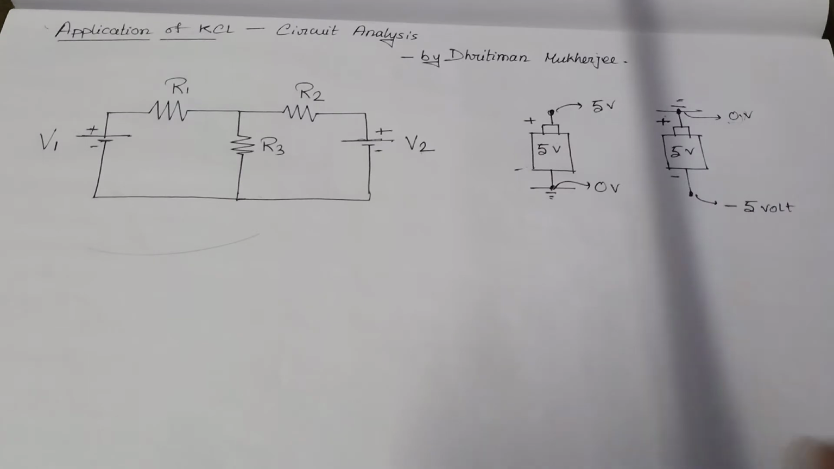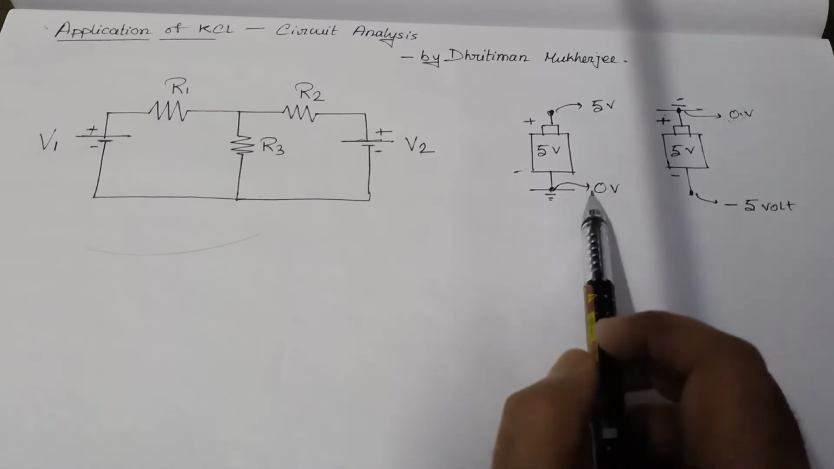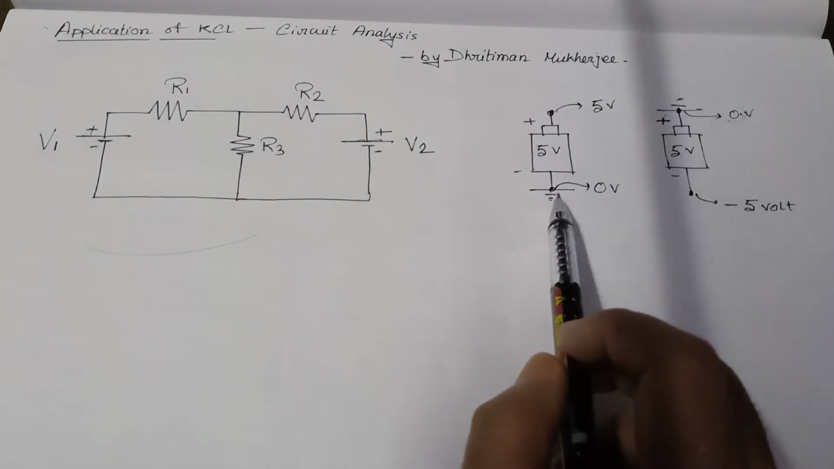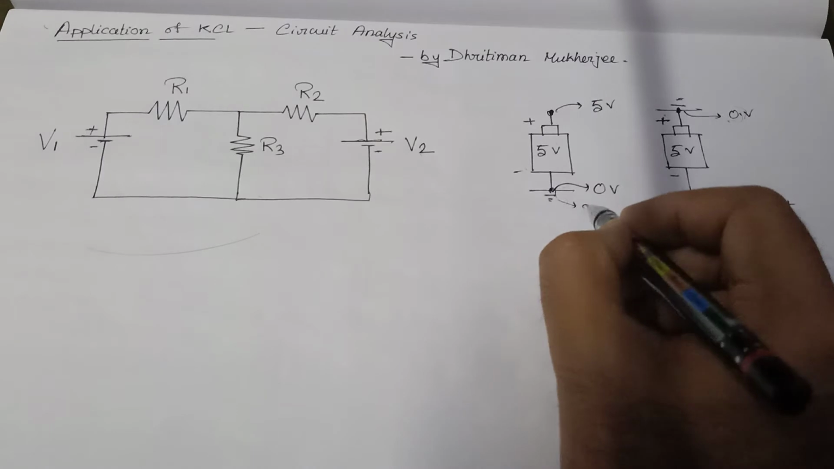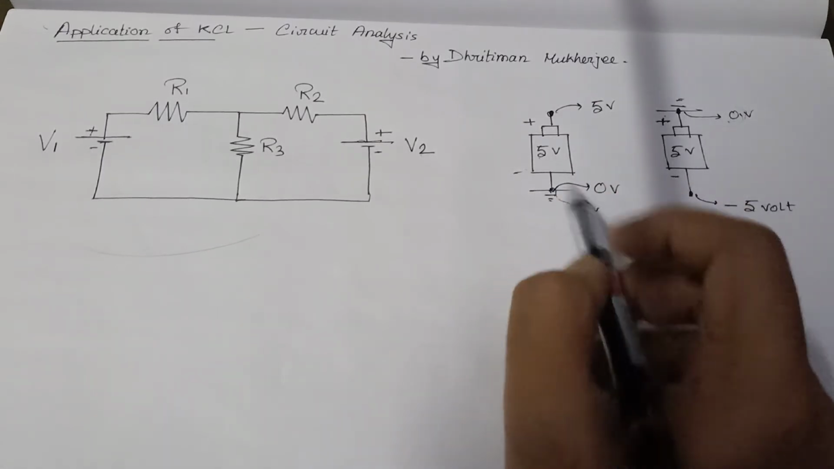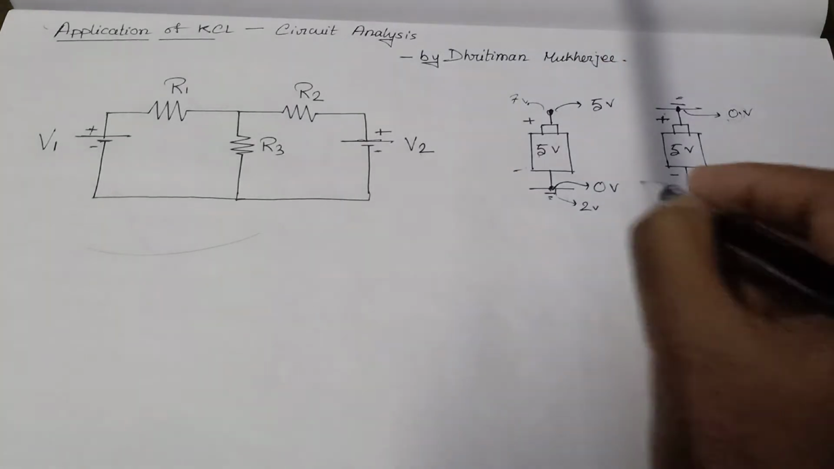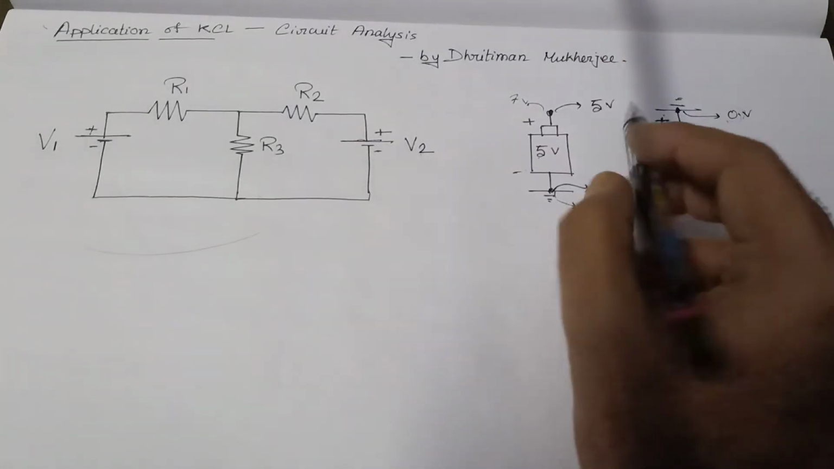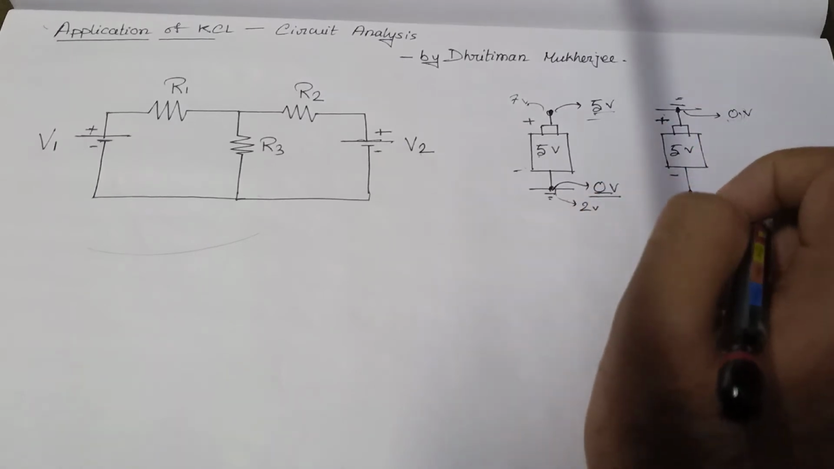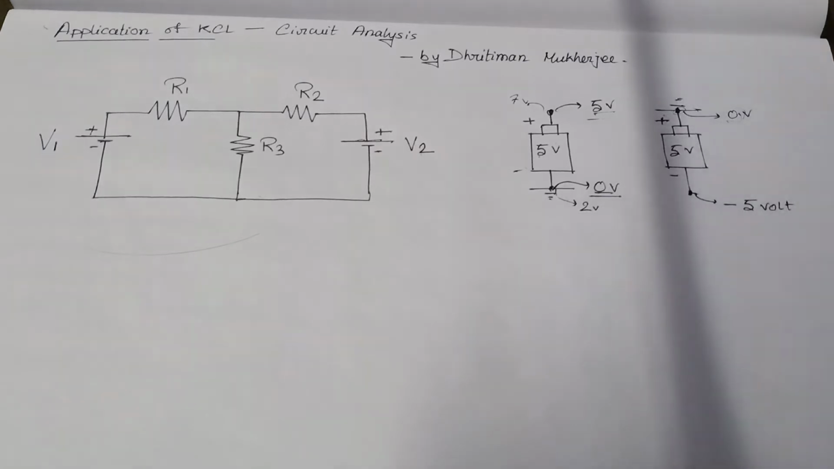So remember the property of this battery. If you are connecting the ground to the negative terminal, it may not be ground, it can be any voltage. Suppose this voltage is 2 volt, and the battery will lift you up by 5 volt. So 2 volt plus 5 volt will be 7 volt. It depends, but if this is 0 volt, you will be at the 5 volt position, and if the 0 volt is here, then it will be minus 5 volt. So this is the function of the battery.